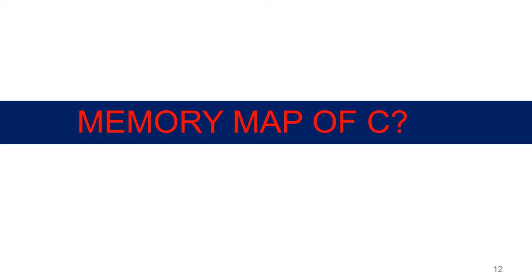Hi, welcome to this video on memory map of C program. In this video, I'm going to explain how the variables are stored in the RAM location. It could be stack memory, heap memory, or the global space. Okay, here we go.